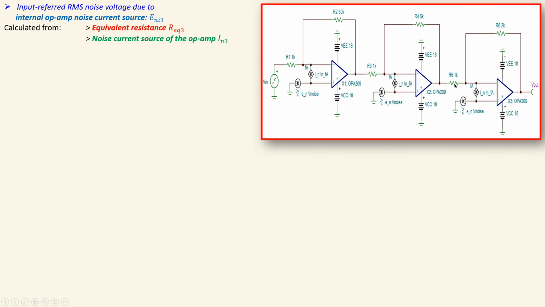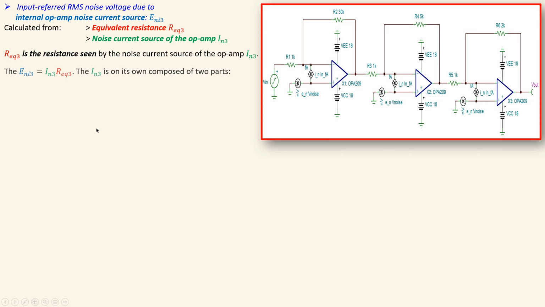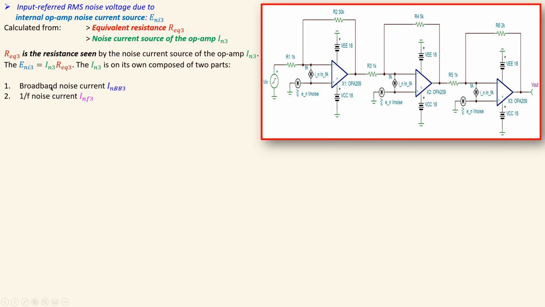Now the second part, just due to that noise current source. Again we need the equivalent resistance, but in this case we have the 1 kilo ohms and 2 kilo ohms, so that will be different. But this will of course again be the same. So this will again be seen by this current source, so what is actually the resistance seen by the source. And we use Ohm's law to calculate the input referred RMS noise voltage due to that current source only. That current source is also composed of two parts, the broadband noise and also the 1/f noise. And these will of course again be combined using root sum of squares.